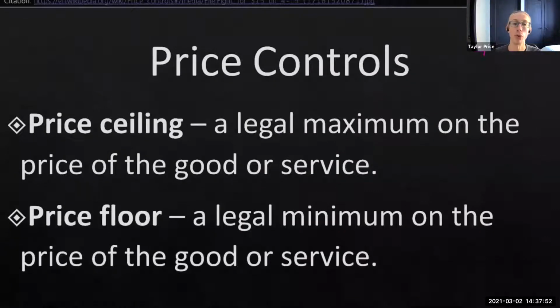Of those two types, minimum and maximum, the price ceiling is the maximum on the price of a good or service. The government is saying that this is the legal maximum price for that good or service. Whereas the price floor is basically just the opposite. It's a legal minimum on the price of the good or service.